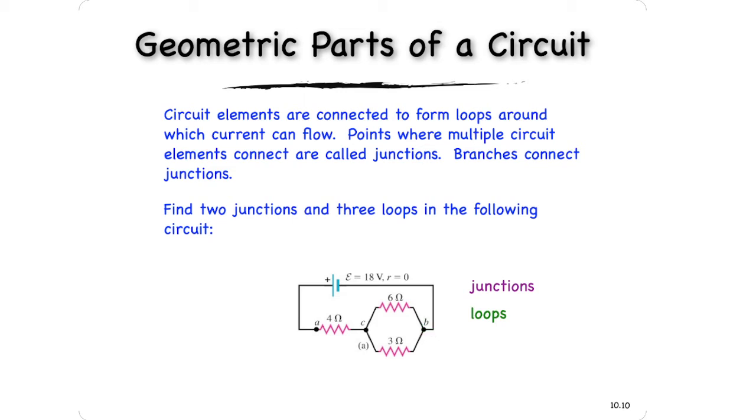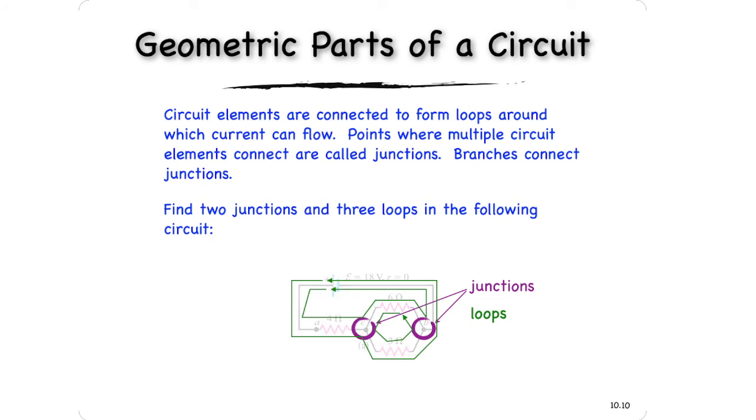And then loops. The current can travel around this upper loop, or it can travel around this lower loop, depending on which path it takes at the junction. There's also the possibility that we could have some current just swirling around this inner loop, and those are all geometric parts of the circuit, the loops and the junctions. If we can identify the junctions and loops in a circuit, we can come up with some equations using those to help us analyze the circuit. So there's the junction, there are the loops. There are two junctions and three loops in this circuit.